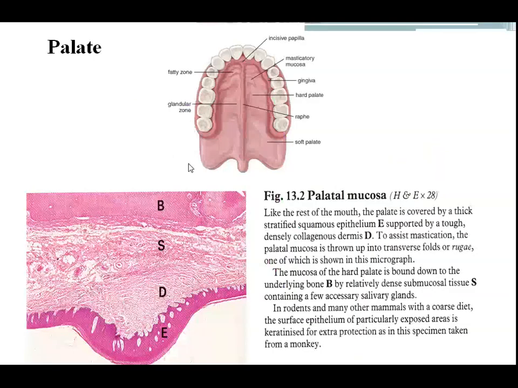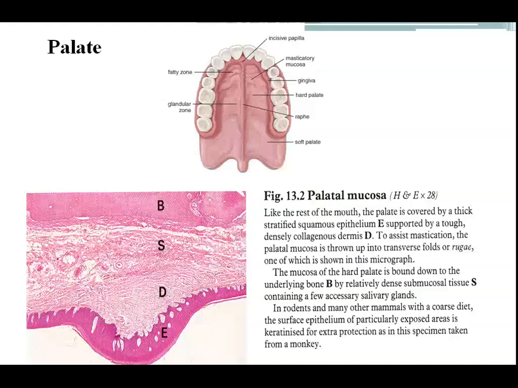Then we are coming to the palate. The palates, we know, form the roof of the oral cavity. Let's look here. We can distinguish the hard palate, then the soft palate. The hard palate, as we just mentioned, is covered by masticatory mucosa. It means that here the epithelium is stratified, keratinized, and under the epithelium we can distinguish the dense irregular connective tissue which forms the lamina propria of the mucosa of the hard palate.